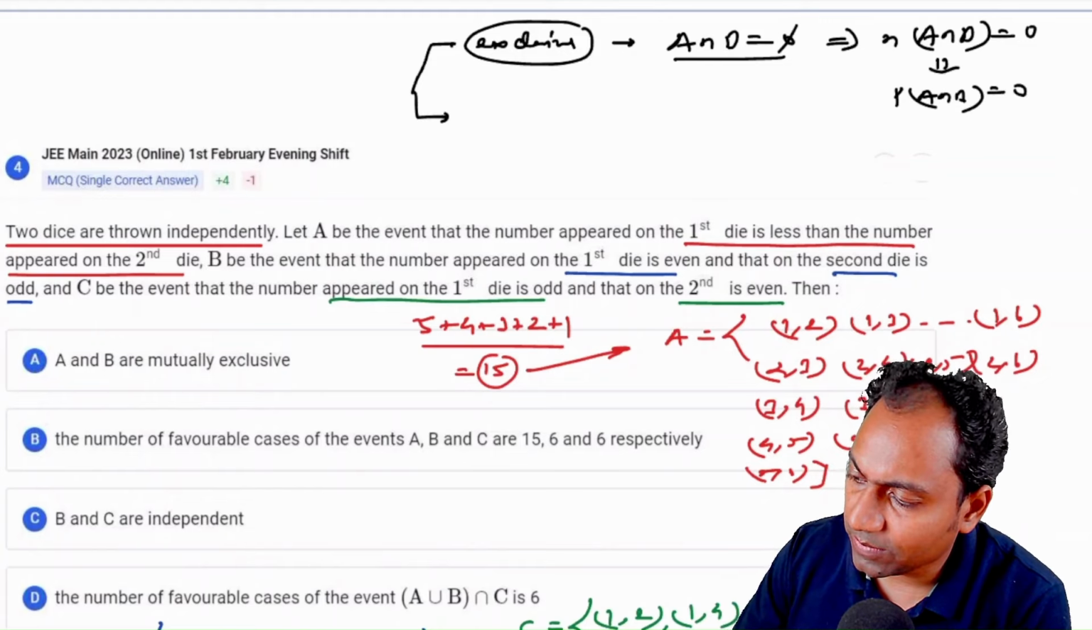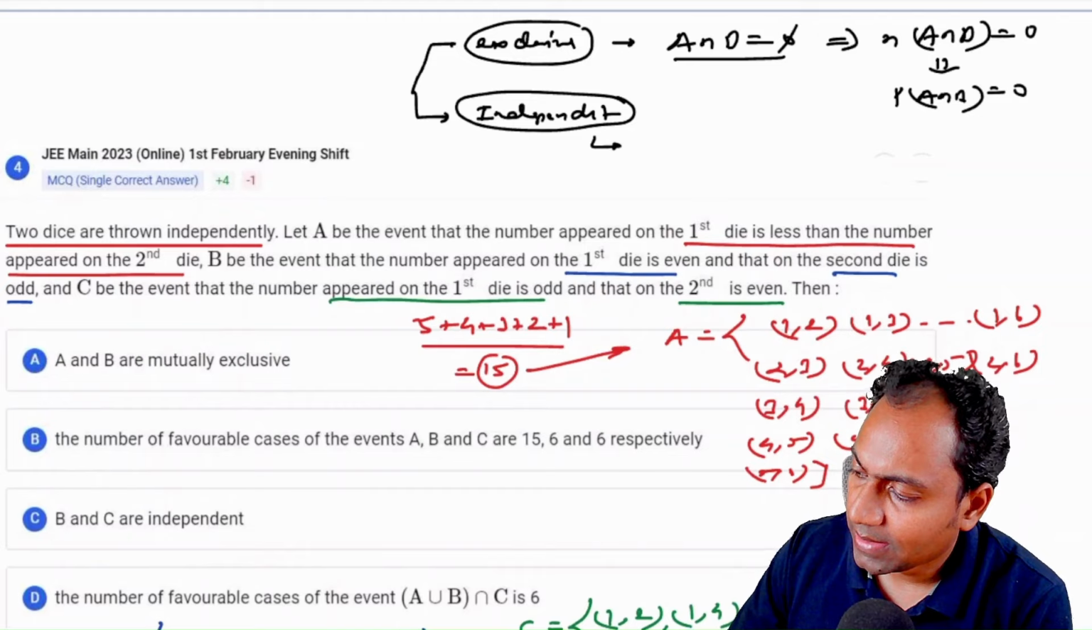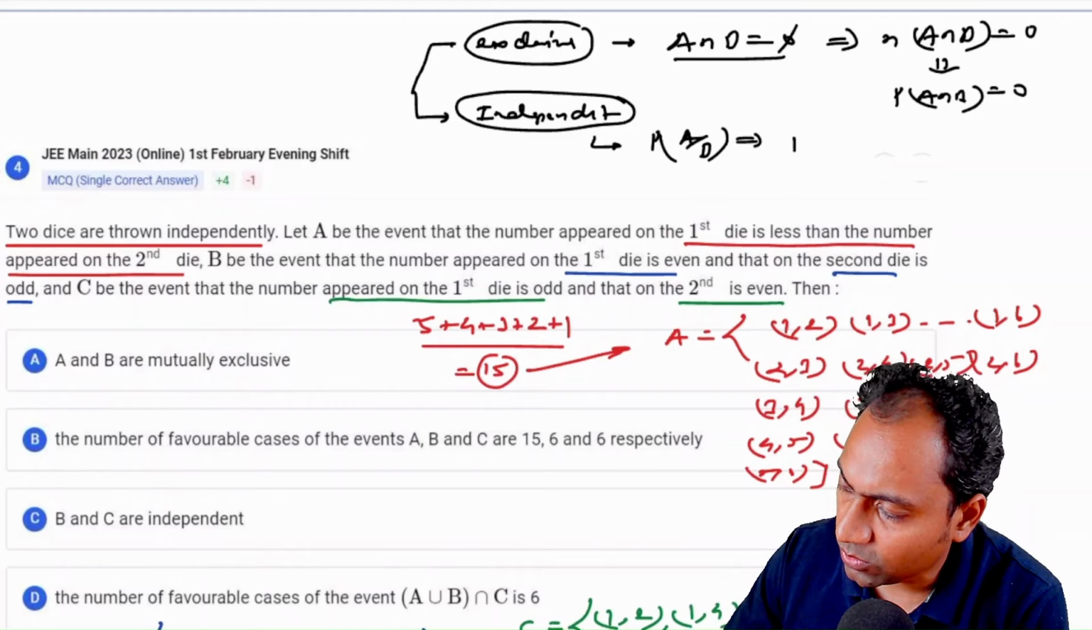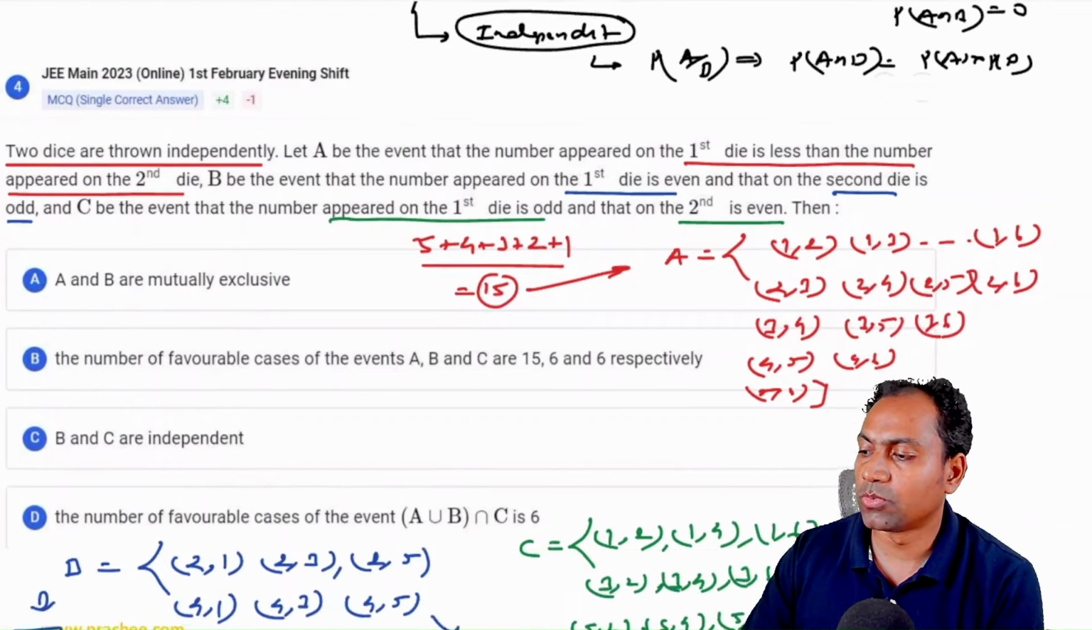Another term that we use is independent. What independent means is that there is no impact on A whether B is happening or not, and this translates into P of A intersection B being equal to P of A into P of B. Got it? So these are the two things that we need to check.